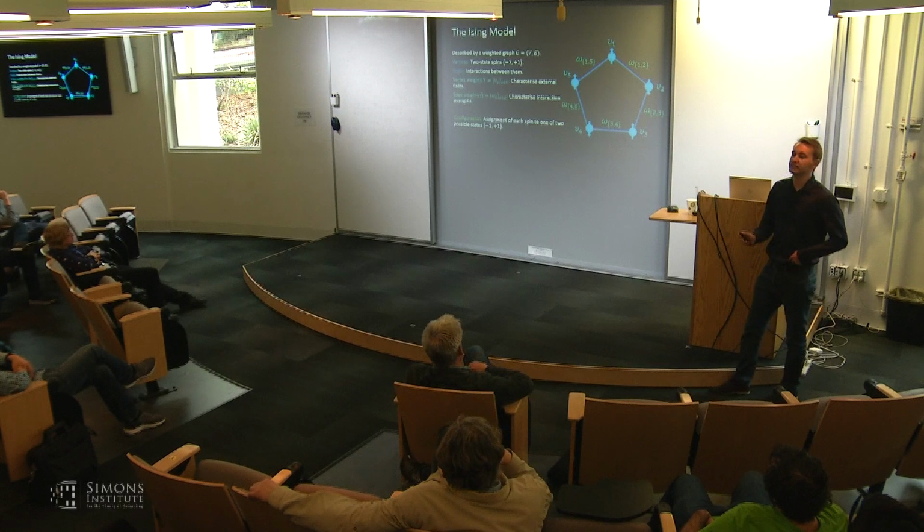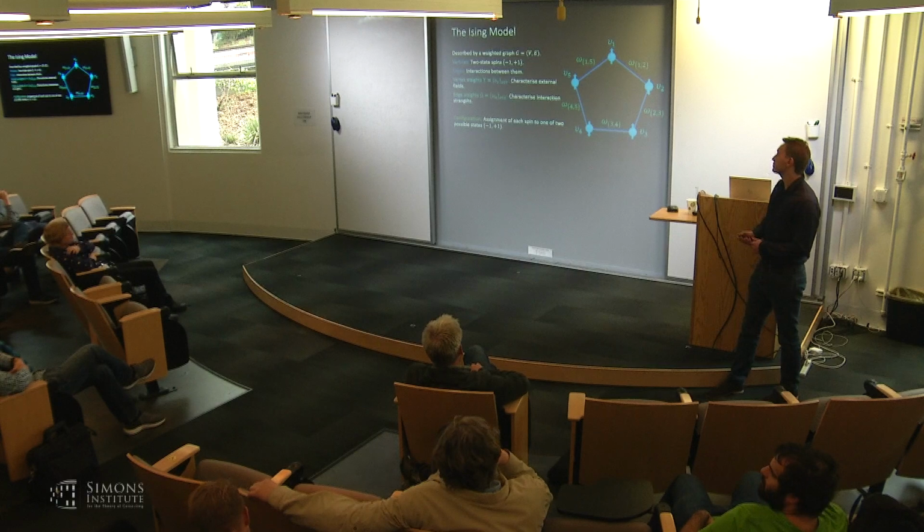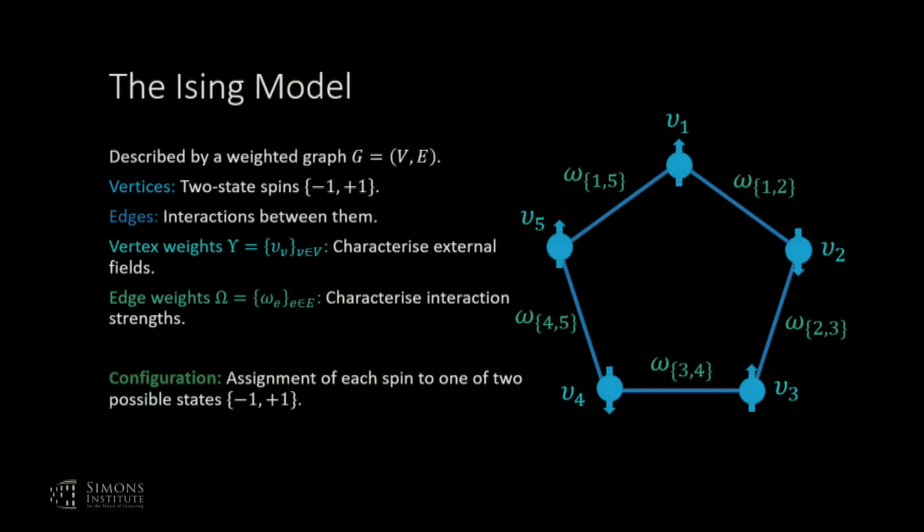Okay, so now I'm just going to divert back to the Ising model, which is what we've heard about, but I use a slightly different notation, so I'm just going to go through this. The Ising model is described by some weighted graph, and the vertices of the graph can be in two states, either -1 or +1, or spin down or spin up. The edges correspond to interactions between them. Vertex weights characterize external fields acting on each vertex, or each spin, and edge weights characterize the strengths of the interactions between them. A configuration of the Ising model is just an assignment of each spin to one of two possible states.